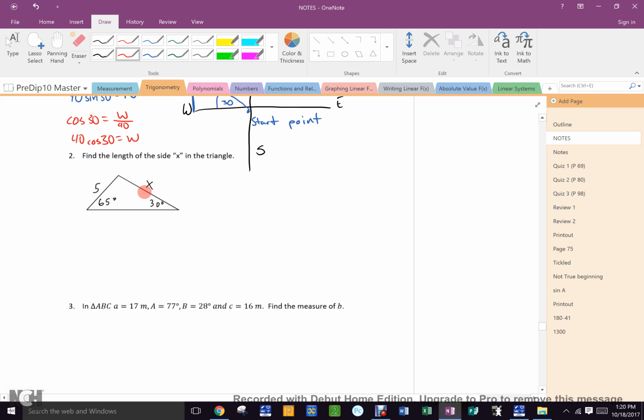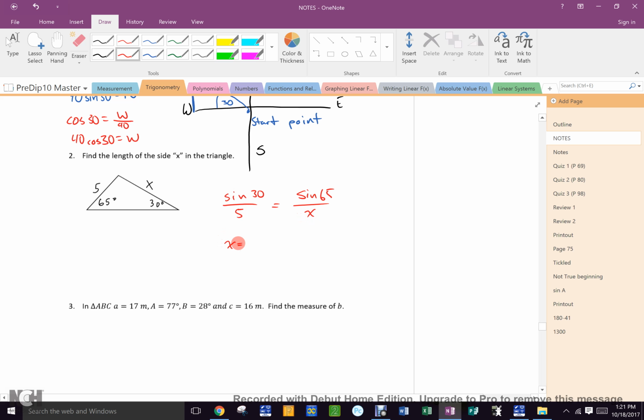Find the x side of the triangle. What am I going to use? Sine law, of course. Sine 30 over 5 equals sine 65 over x. Now, can I reverse those? Can I do 5 over sine 30? Sure. Of course I can.